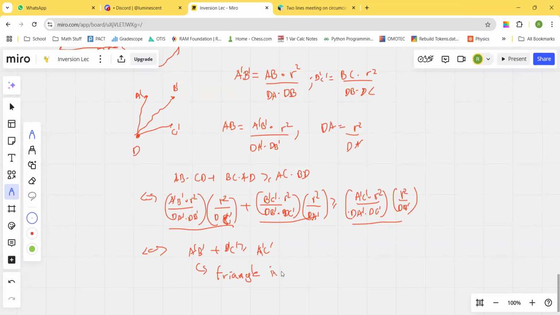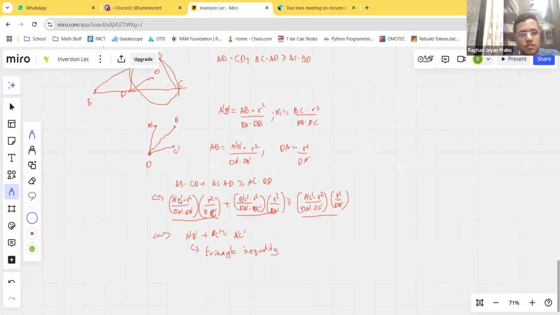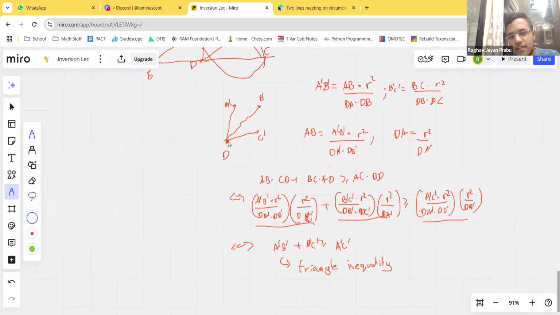I have one doubt in this. Why are the lengths like AD, CD, and BD written like that? I couldn't really get that. Okay. So D is the center of inversion, right?